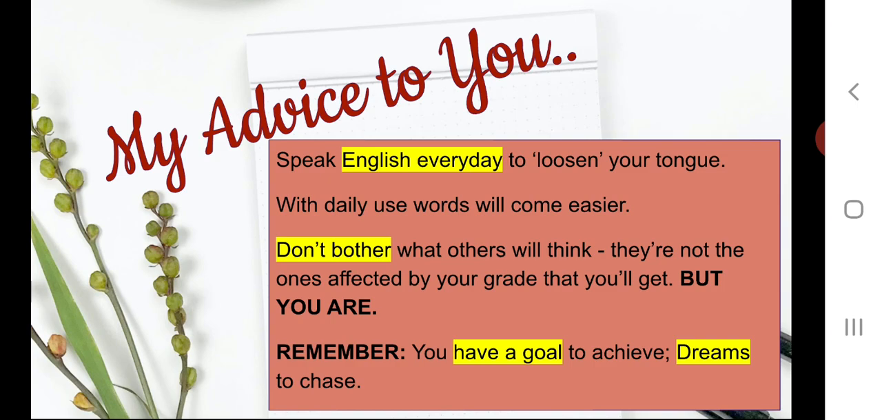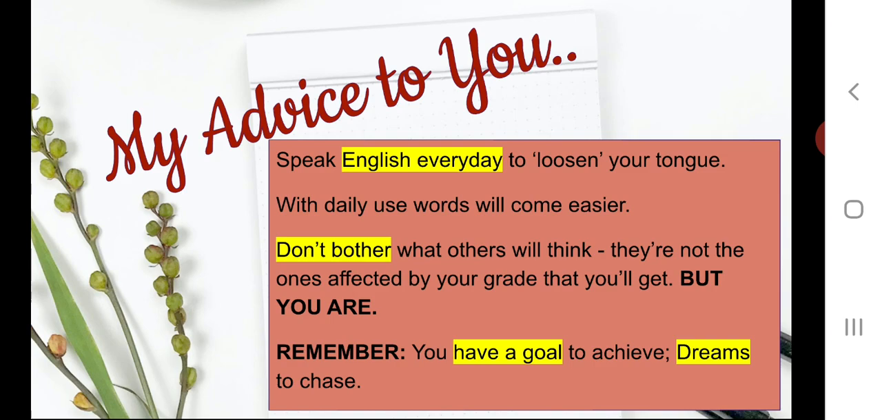All right. Don't bother what others will think about you when you speak English. You have got to think it this way. They are not the ones affected by your grade that you will get later. But you are going to be the one affected, right?